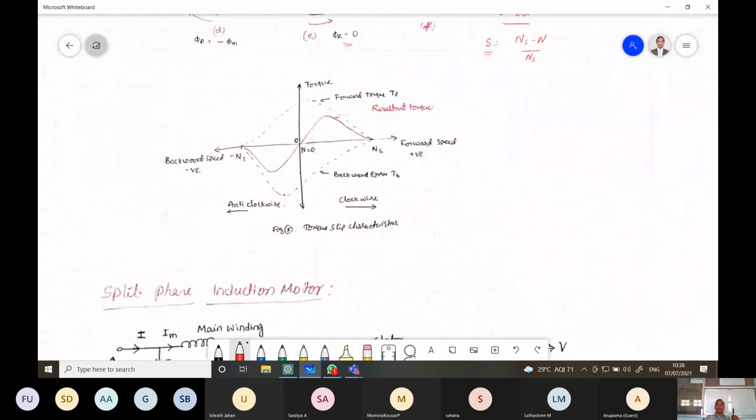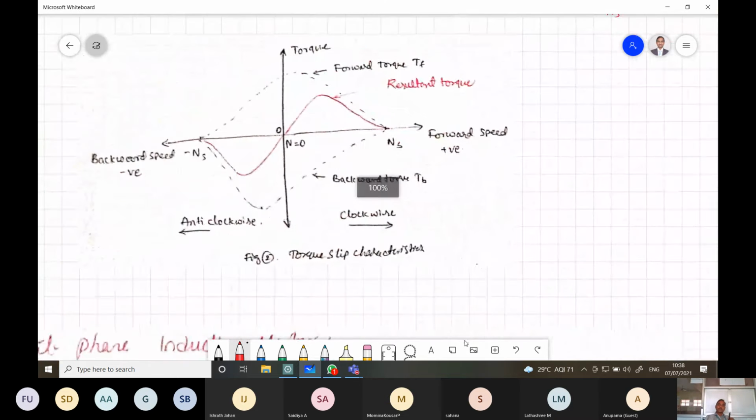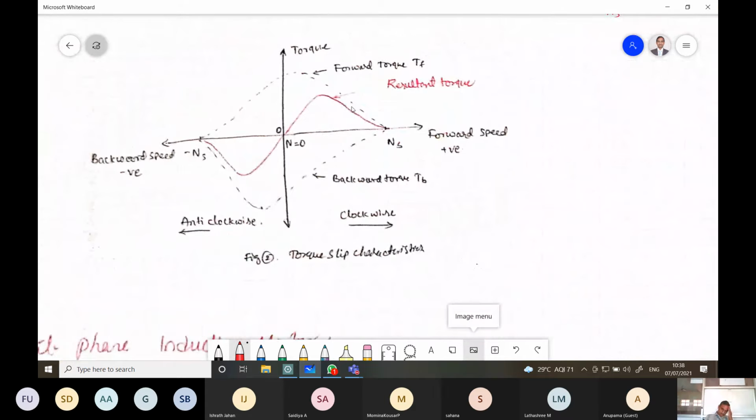So look here, the torque slip characteristics. Torque is plotted against slip, and this is the 0 point. This side is the clockwise direction. This side is the anti-clockwise direction. Forward speed, the clockwise direction, is taken as positive, and the backward speed is taken as negative. So there are two torques obtained, TF and TB, forward torque as well as backward torque.